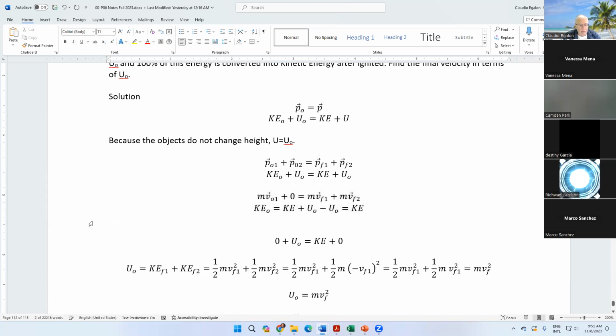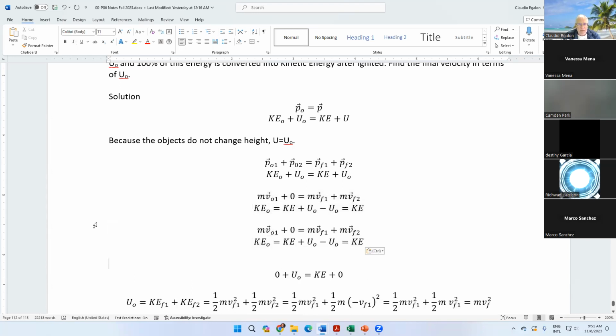This is a system of two equations, okay? I'm doing everything according to the book. Here you go. And I'm going to remove the vectorial sign because it's a one-dimensional problem, okay? I'm removing here the vectorial sign. Initial kinetic energy must be equal to the final kinetic energy. And I need to do one more step here.